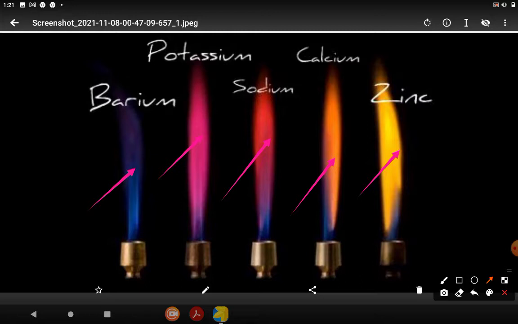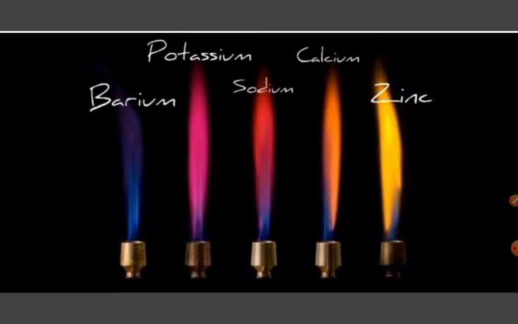So if it is sodium salt, then this will be the color. If it is calcium, that will be brick red in color. If it is zinc, then you will have the golden yellow color. Okay, potassium, it will be pink in color. Alright, children? Okay, I hope you understood this. So this is what is called as a flame test. Okay, let's go on.